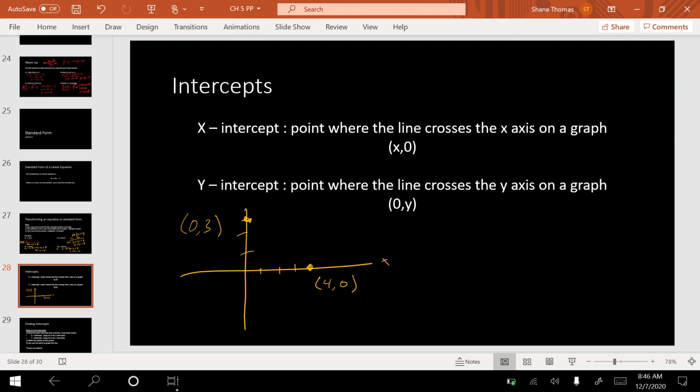Anytime you have an intercept, if it's an x-intercept, you have an x value, and your y value is 0. If you have a y-intercept, you're going to have a y value with an x value of 0. What if the cross is right in the middle? Then that's both your x and y-intercept. That'd be 0, 0. It would be an x-intercept and a y-intercept.